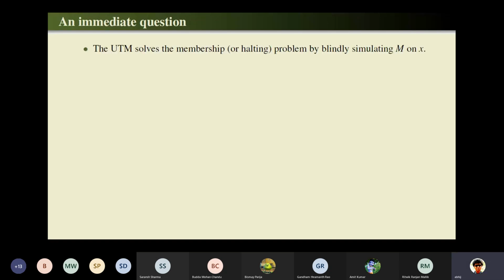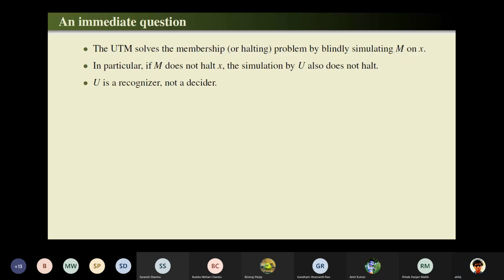What U does is a kind of blind simulation of M on X. It does nothing more complicated than a blind simulation. Whatever M is supposed to do, you will keep on doing that. In particular, if M does not halt, the simulation also does not halt. So U is a recognizer, not a decider.